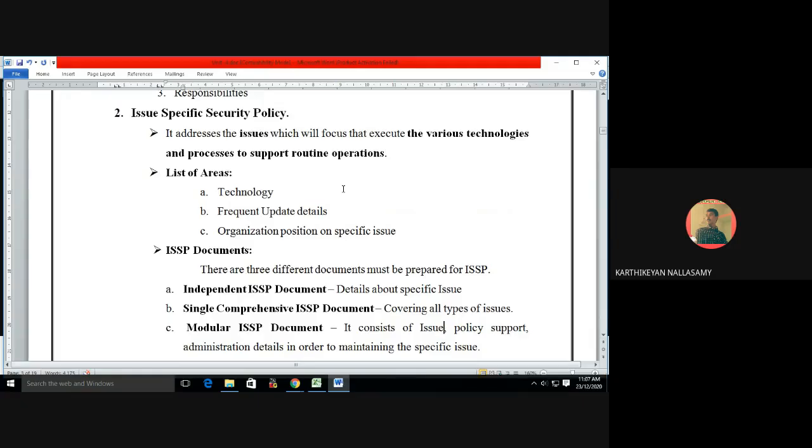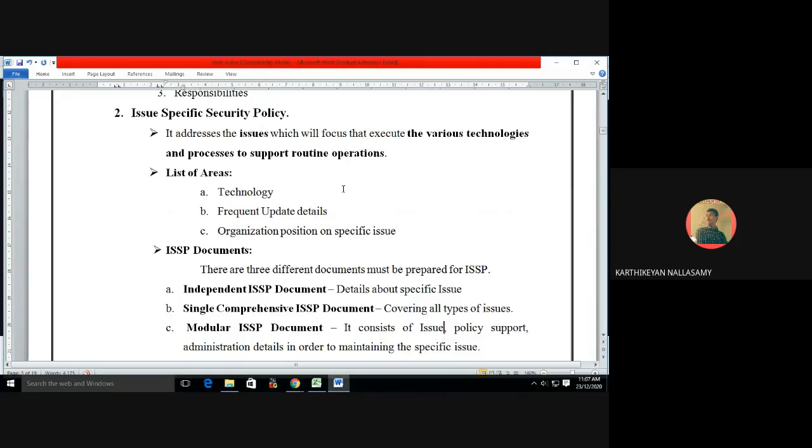The area may be a technology or a process involved inside every organization. The following areas need to be covered by this ISSP. One is the technology used in an organization, with frequent updating of your information. The next one is the organization's position on a specific issue. There are different kinds of documents that need to be maintained for every issue.